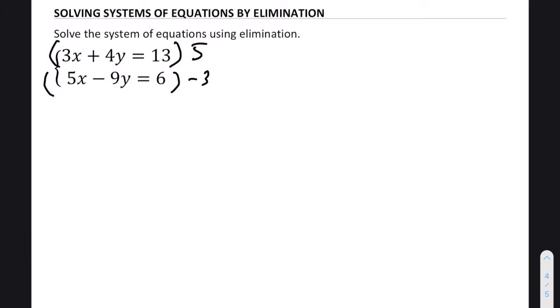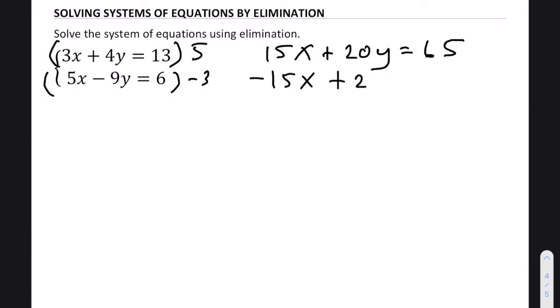So if I do the first one, I distribute, I get 15x plus 20y equals, whoops, let me fix that, equals 65. And then the second one, I get -15x, and then plus 27y equals -18. Okay, so we got some bigger numbers that we're dealing with, but it's not too terribly difficult.